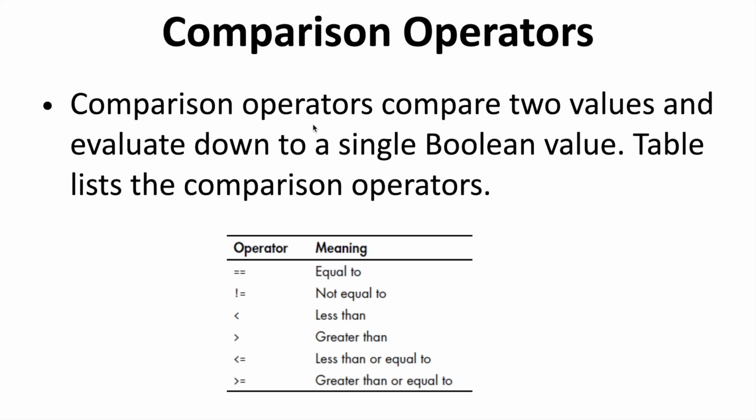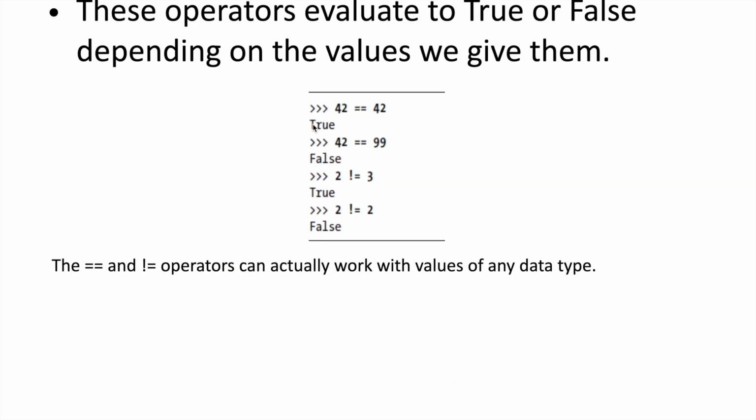You can see here, 42 is equal to 42. Yes, it's true. So my result is either true or false. That is a Boolean value. 42 is equal to 99? No, false. You can observe 42 is not equal to 99. So what is the result? False.